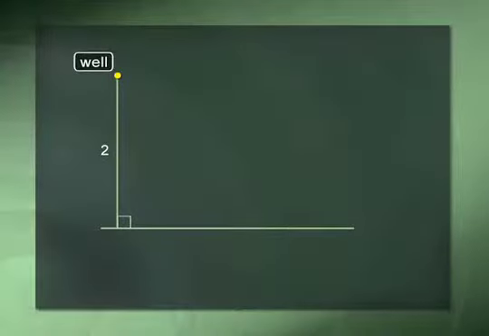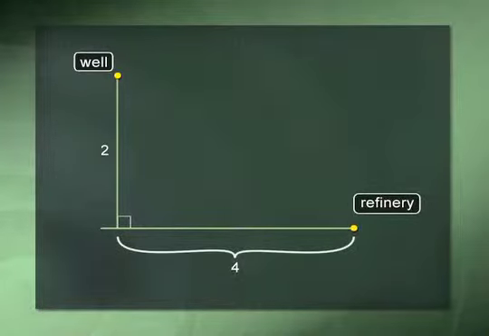So the oil well is 2 kilometers off the shore. It's in the water. And it's 2 kilometers as a perpendicular distance to the coast. And then 4 kilometers down the coast is the refinery. And you want to ship the oil from your oil well to the refinery. Okay?